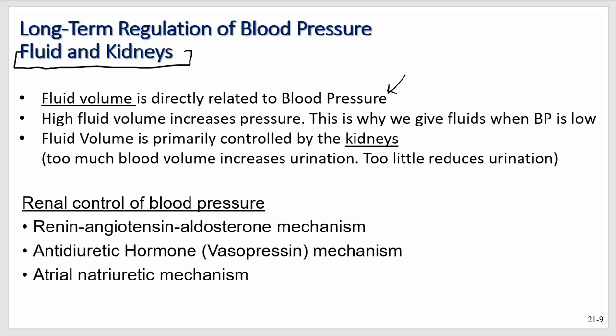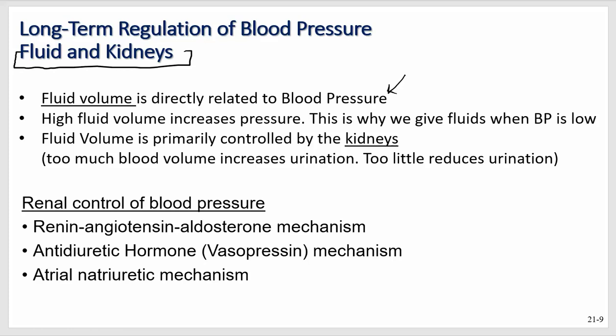So, I mean, you could think that just drinking more water could increase your blood pressure, and that's true, but you know, your kidneys are going to try to push that out. So this is a way that the kidneys are actually involved in controlling your fluid volume. So high fluid volume increases pressure. That's why we give fluids when blood pressure is low. It's primarily, like I said, controlled by the kidneys.